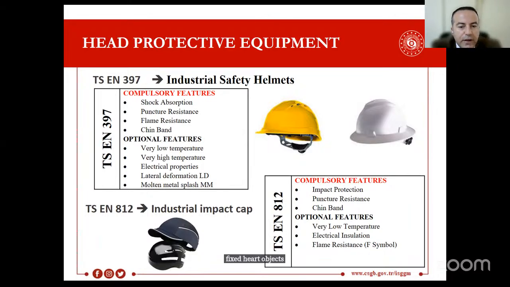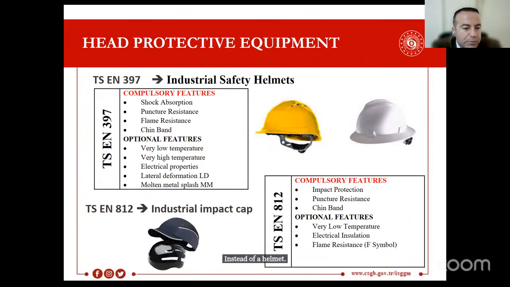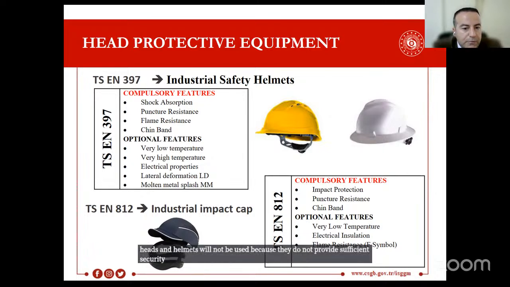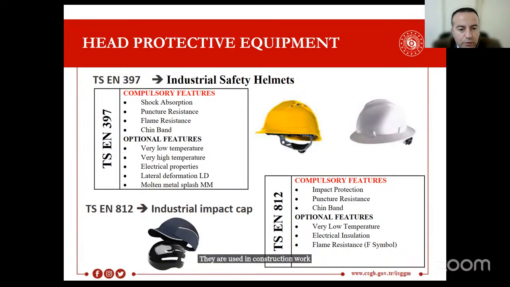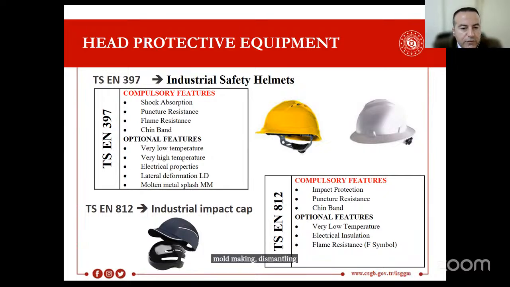Cap impact helmet. Since it technically does not provide the level of protection that a helmet has, it cannot be used instead of a helmet. This equipment must comply with the TSN 812 standard. Caps and helmets will not be used because they do not provide sufficient security against materials that may fall. They are used in construction work, especially work done on, under, or near scaffolding and high-altitude working platforms, mold making, dismantling, assembly, and installation work on scaffolding and demolition works.